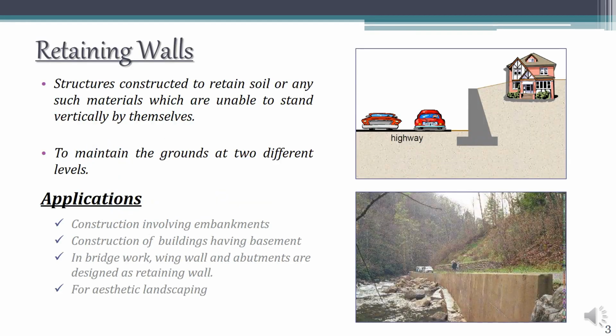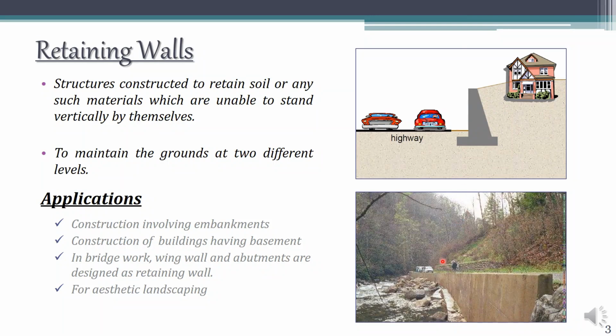So what is a retaining wall? Retaining walls are basically structures constructed to retain soil or any such materials which are unable to stand vertically by themselves unless supported by a structure or a mechanism. Here in this figure, we have a highway in cutting, and you can see in gray color a retaining wall which supports the highland from sliding down to the highway.